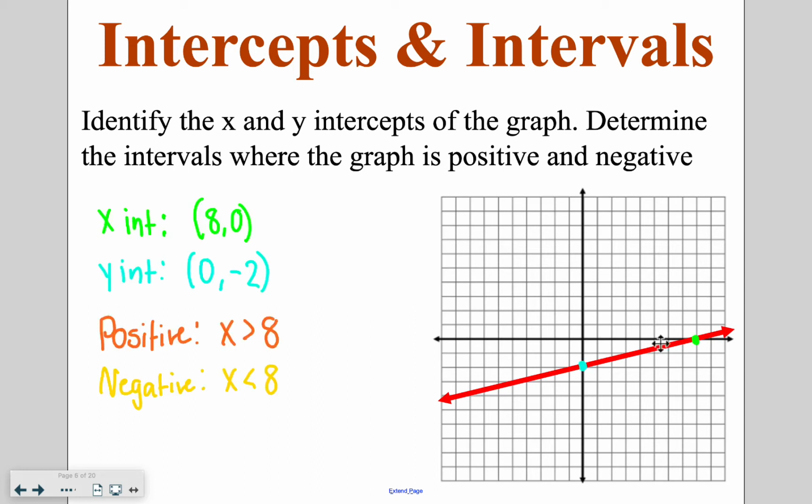So your x-intercept is at 8, 0. X-intercept of 8, y-intercept is at 0, -2, so the value of -2. The positive part starts at -8 and moves up, so to the right, and the negative part, that part is to the left, going down.